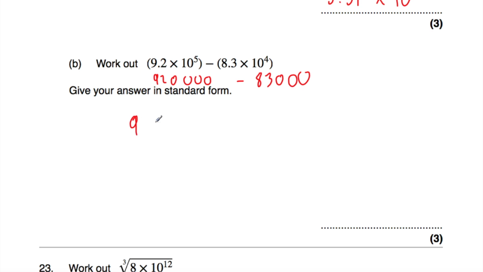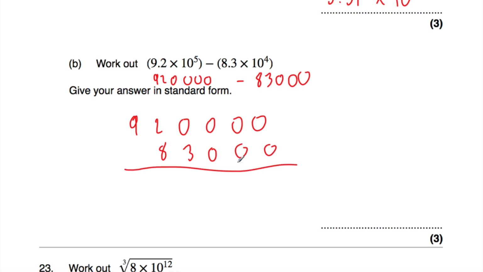So let's line up our subtraction. 920,000 subtract 83,000. Whenever we do that subtraction, we can get our answer and then write it in standard form. So 0 take away 0 is 0, 0 take away 0 is 0, 0 take away 3, let's borrow. So we've now got 10 take away 3, which is 7. 1 take away 8, let's borrow again, so that's a 9, and now it's 11. 11 take away 8 is 3, and then 8. So our answer would be 837,000.